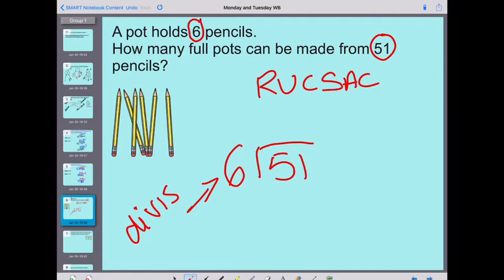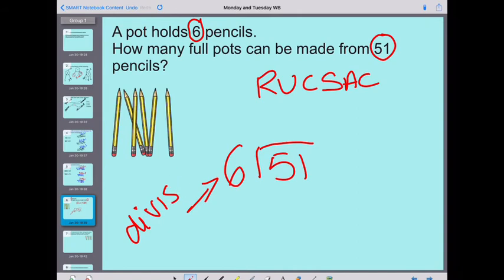51 is my dividend, the number that I am actually dividing or sharing. Okay, can I fit 6 into 5? No, I can't. Can I fit 6 into 51? Yes, I can. So I need to count in 6s.